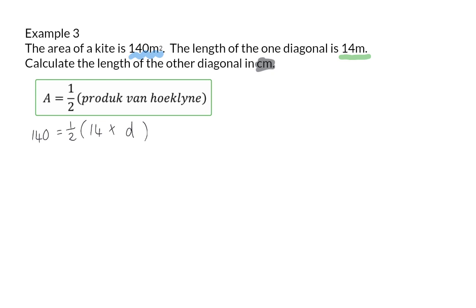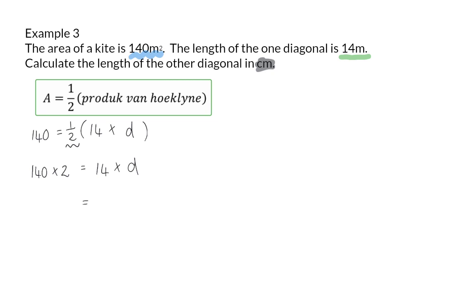Now we can solve the equation to get the value of d. And for this you need to realize that times by a half is the same as dividing by 2. So to get rid of the divided by 2, I'm going to multiply with 2 on both sides. This will then ensure that on the right we have a half times 2, which is 1, and then we'll be left with only 14 times d.